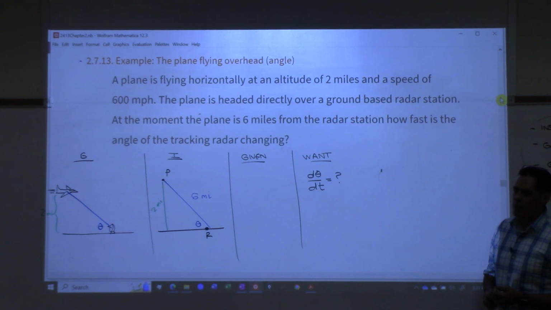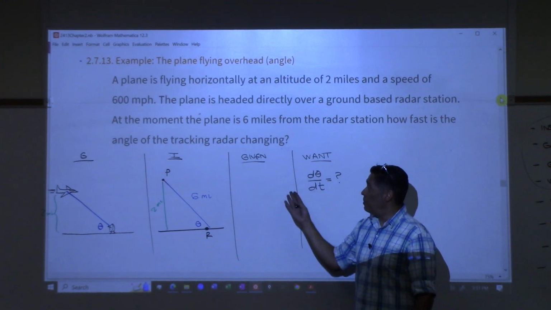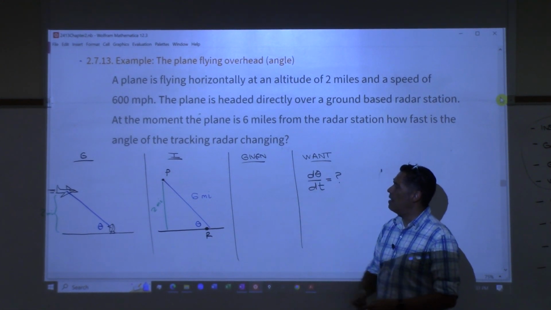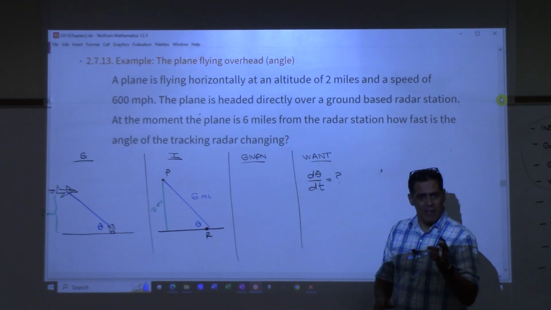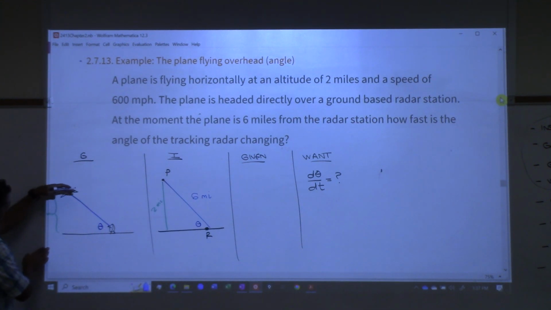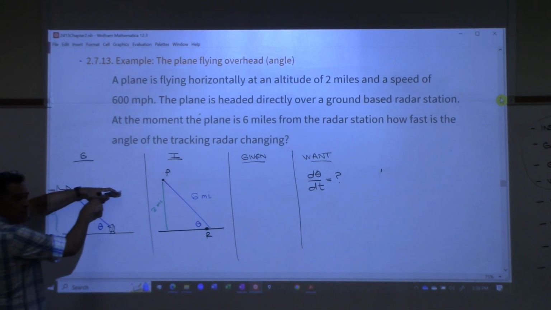What am I given? I need an equation to put things together. I need to be given something with a variable that I can connect to the theta. It's the speed of the plane, but what is that in the picture? I'm looking at this picture here. Speed of the plane is the speed at which this point is moving, right? Speed at which that point is moving.